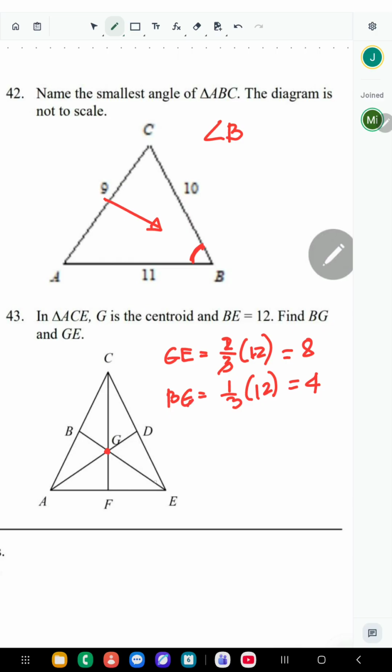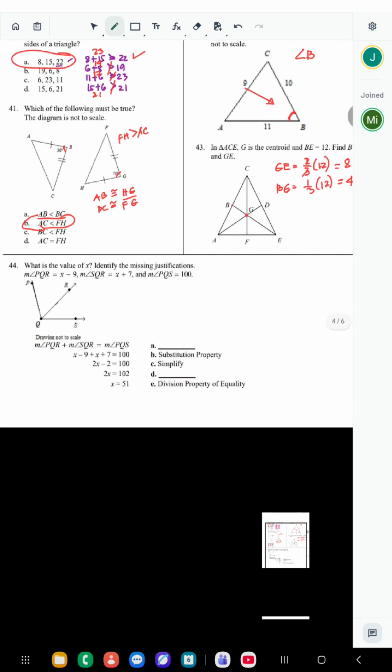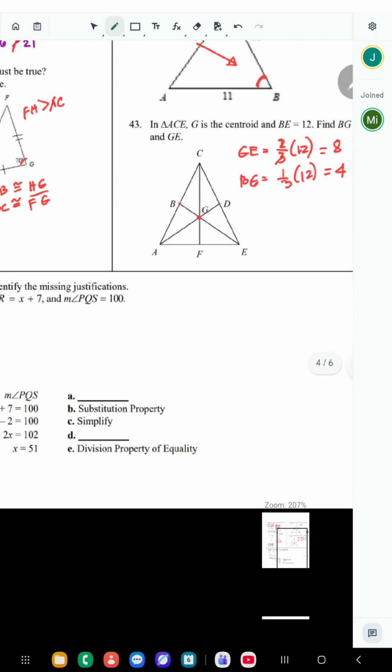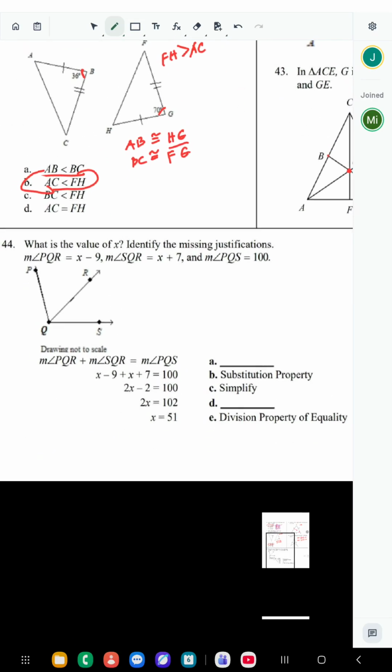So the longer side of the median is just 2/3 of the length of the median, and the shorter side is 1/3 of the length of the median. Alright, no questions? Number 44.